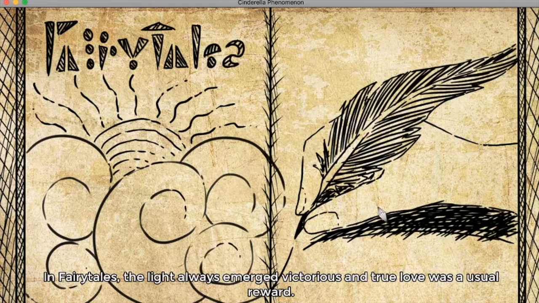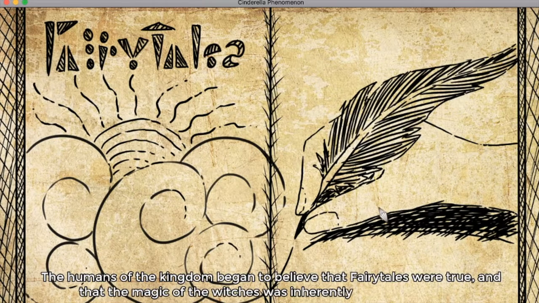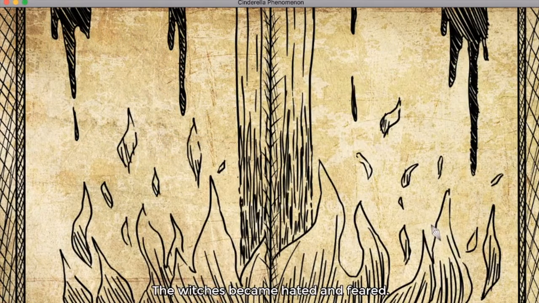In fairy tales, the light always emerged victorious, and true love was usually a reward. The fairy tales spread further than could have ever been predicted. The humans of the kingdom began to believe that fairy tales were true, and that the magic of the witches was inherently wicked and cruel. The witches became hated and feared. Eventually, they were hunted like animals. The witch hunt.